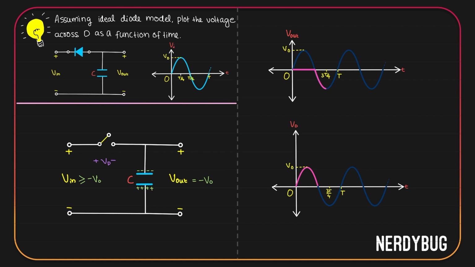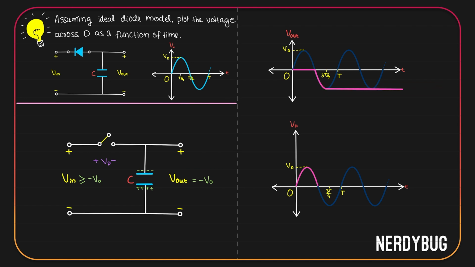Let us conclude. After 3T by 4, the diode is going to be reverse biased forever. The circuit is going to be open forever. Capacitor does not have a pathway to discharge, so the voltage across it is going to be constant forever. Our output voltage is going to be minus V naught forever. So let us plot it on the graph like this.